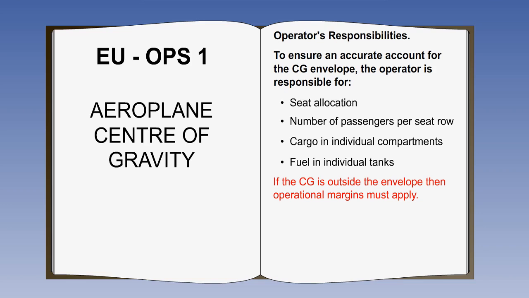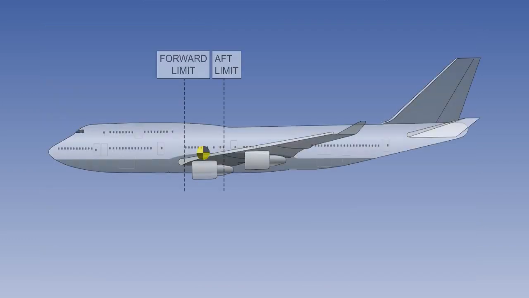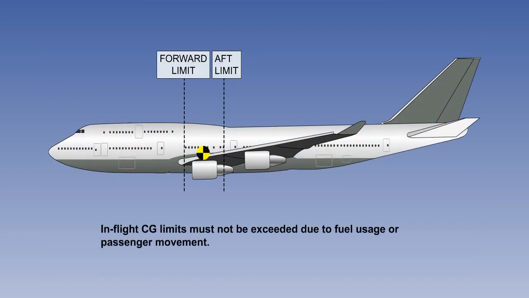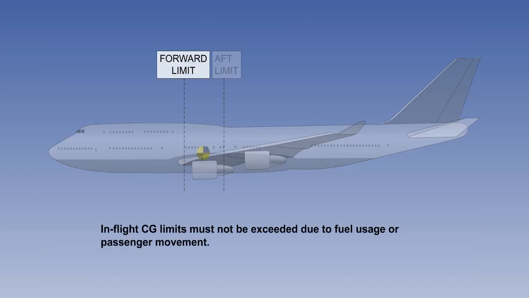An example which could compromise the centre of gravity limits is where an operator allows free seating. In this case, the crew would have to take corrective action to prevent centre of gravity limit exceedance. The in-flight centre of gravity must also remain within the operating limits, which means that the effect of passenger movement and fuel consumption must be accounted for.